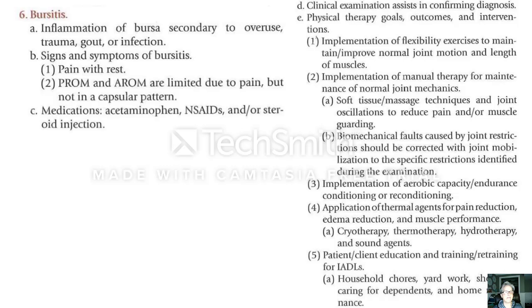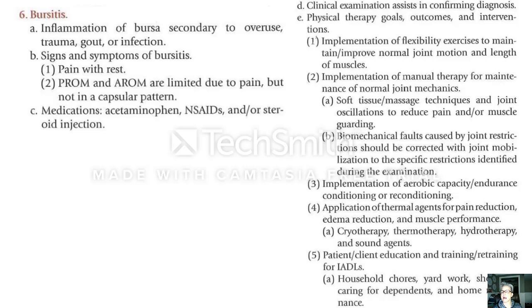Bursitis. Inflammation of bursa secondary to overuse, trauma, gout, or infection. Signs and symptoms of bursitis include pain at rest. Passive range of motion and active range of motion are limited due to pain, but not in a capsular pattern. Medications: acetaminophen, NSAIDs, and/or steroid injection. Client examination assists in confirming diagnosis.